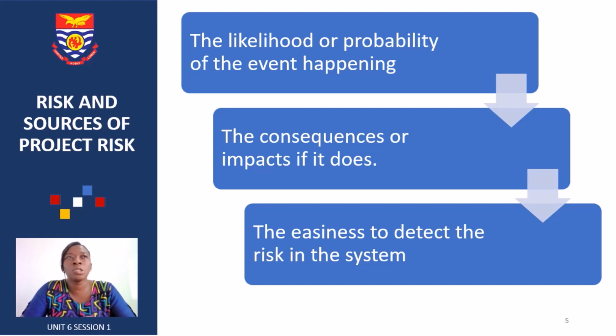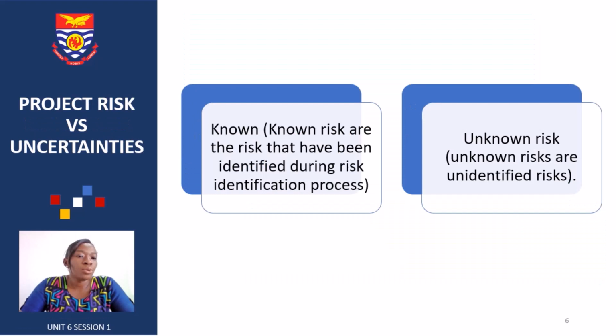Potentially, if we are doing a construction, some people may fall and get hurt, and so we may have to put in control measures, or potentially some will pilfer some of the cement and all those things. These are things we can easily detect as some of the risks to the system. So when it comes to project risk, they can broadly be classified under these two. So the broad classification is that it's either known or it is unknown.